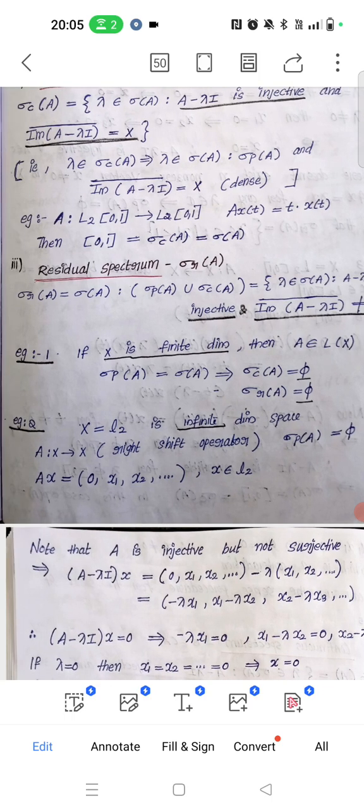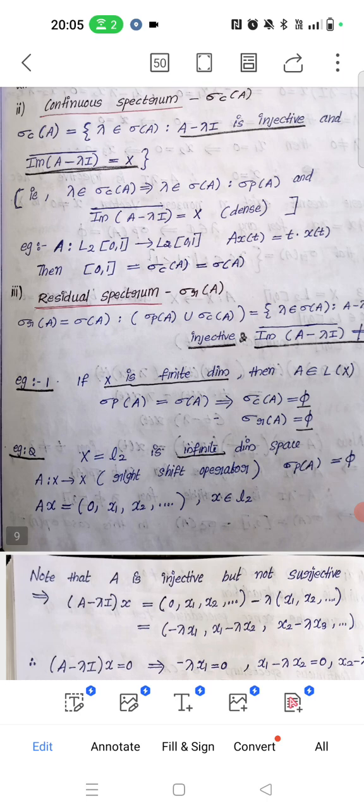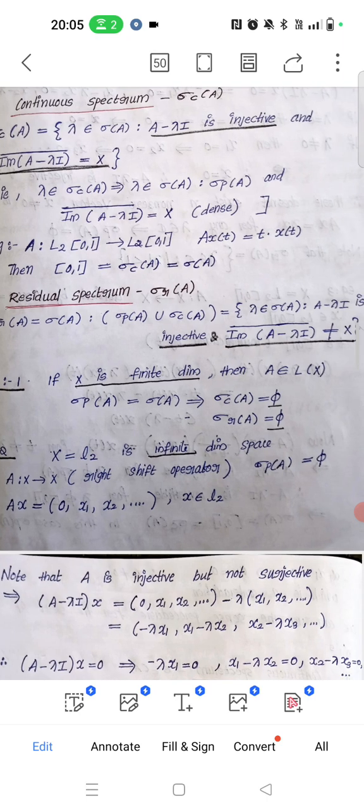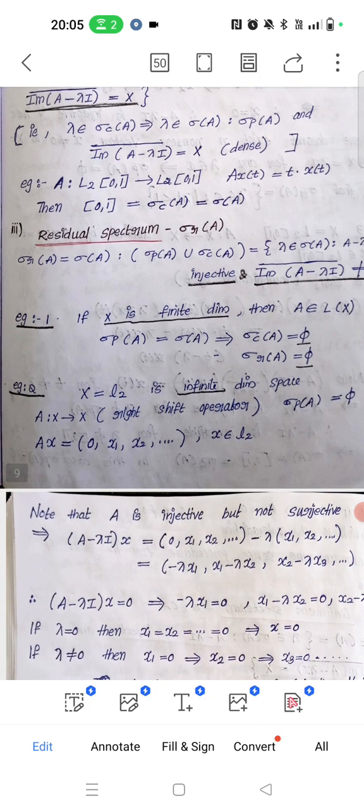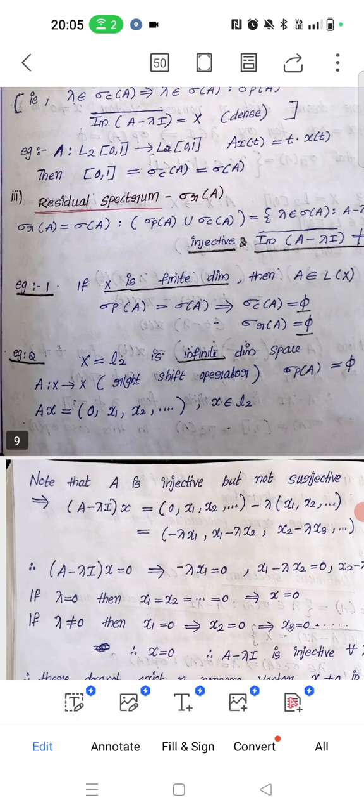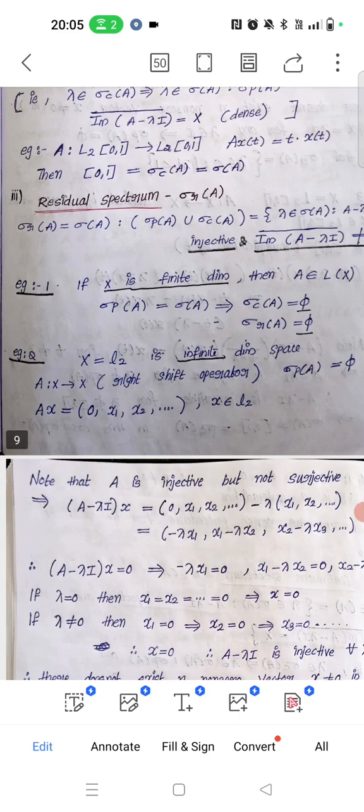So sigma R of A does not intersect with sigma C of A. That means sigma R of A intersection sigma C of A is empty, and sigma R of A with sigma P of A is also empty. Now, that means all these three spectrums are mutually disjoint. So the spectrum is divided into three parts: point spectrum, continuous spectrum, and residue spectrum. In case of finite dimensional spaces, for any bounded linear operator, the point spectrum coincides with the spectrum. So automatically sigma C of A, continuous spectrum, and residue spectrum should be empty.